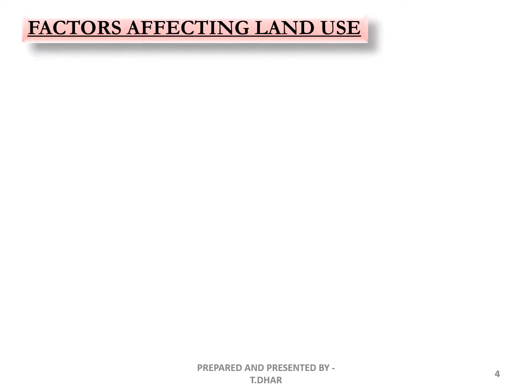The next topic under land resource is factors affecting land use. What are the factors that affect the use of land? The first one is slope of the land. Slope, जिसको हिंदी में कहते हैं ढलान. Slope of the land is a deciding factor in the use of land.